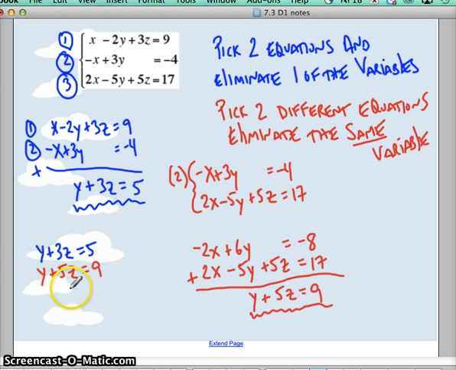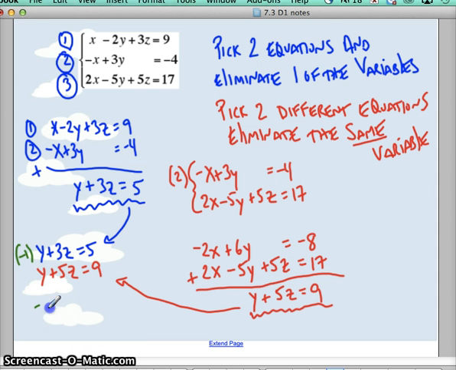Now it goes back to what we did in section 7.1 and 7.2. I have two variables now. Maybe I'm going to draw some lines showing that we put those two equations together. Okay, so now if I'm going to solve those, I need to eliminate one of the variables. So I think I'll multiply this top equation by negative 1.